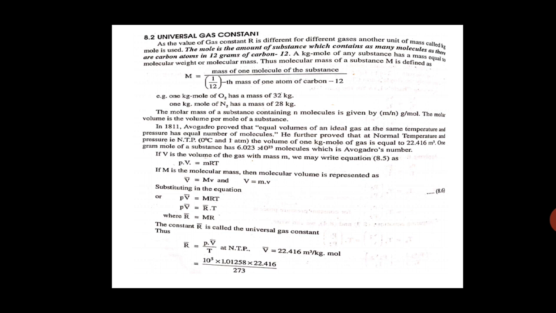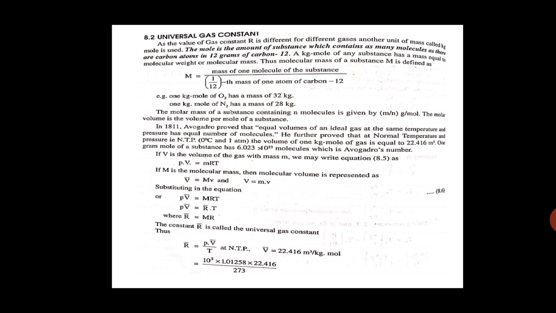The mole is the amount of substance which contains as many molecules as there are carbon atoms in 12 grams of carbon 12. Simple, you can just go through here. 1 kg mole of oxygen: O is 16, so O2 is 32. So 1 kg mole of oxygen, O2, is 32 kgs. Similarly, nitrogen N is 14, so N2 is 28. The 1 kg mole of nitrogen has a mass of 28 kgs.